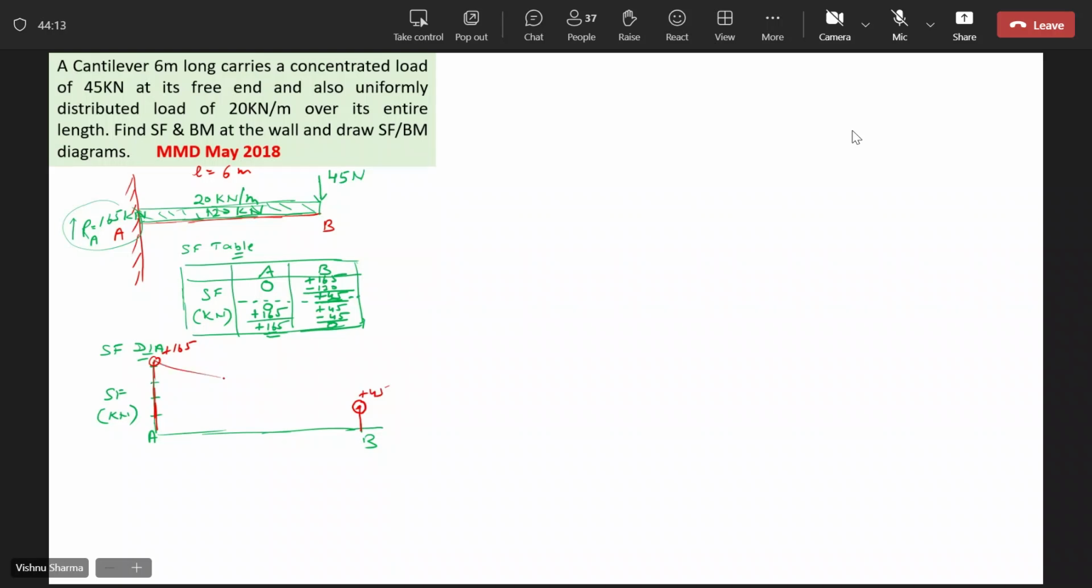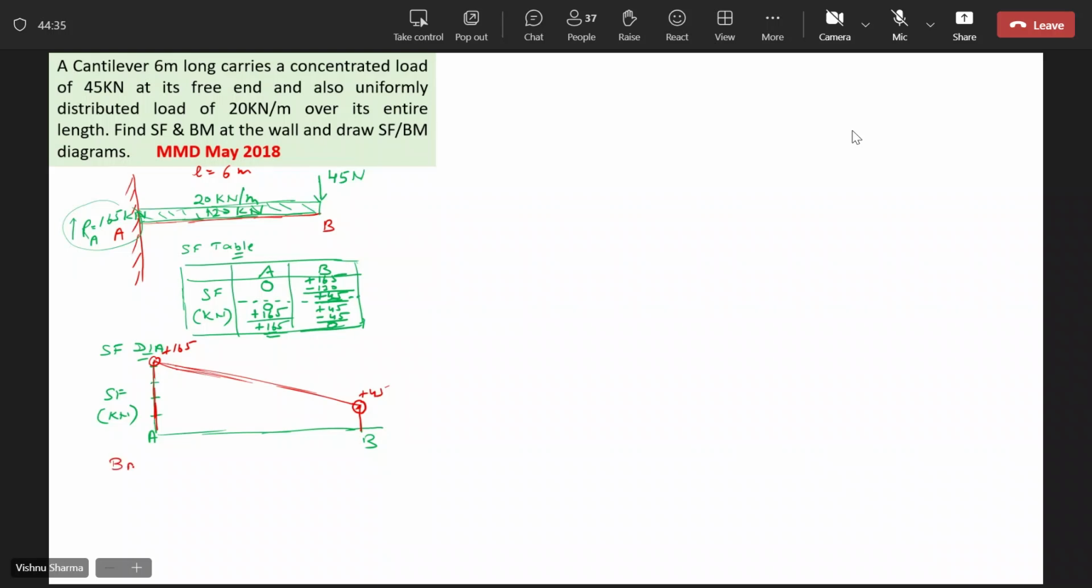And therefore, these 2 points are joined by a straight line. This is the shearing force diagram for this question. Correct, beta? Am I right? Yes, sir. How many points minimum do I need for the BM table, beta? 2, sir. Minimum 2, right? You want to take more, it's your choice.